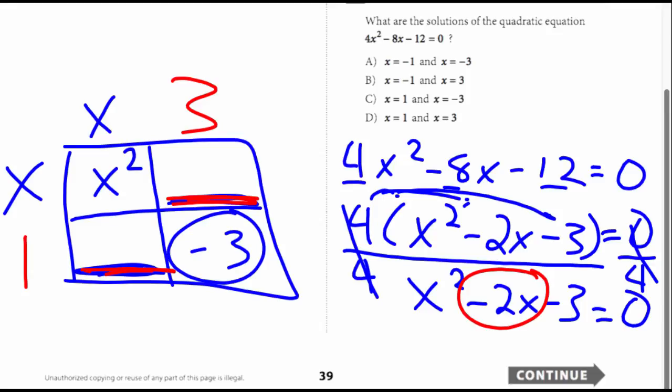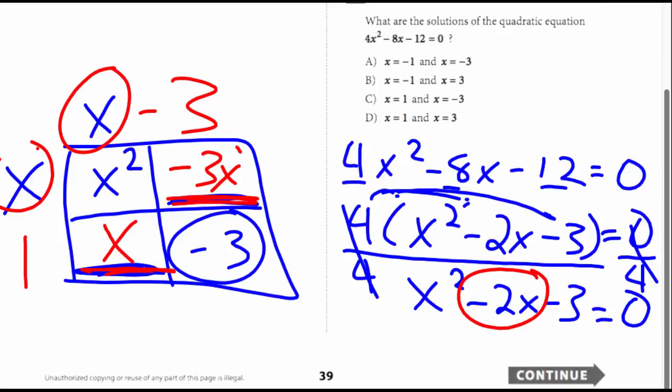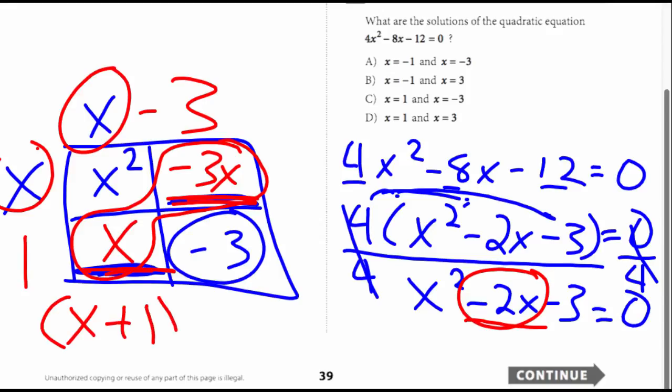But one of them has to be negative. I think it's going to be the negative 3, because if I multiply negative 3 times the x here, I get negative 3x. And when I multiply 1 by this x here, I get positive x. When I add those together, negative 3x plus positive 1x leaves me with negative 2x. So then this is equal to x plus 1 times x minus 3, and we set that equal to 0.